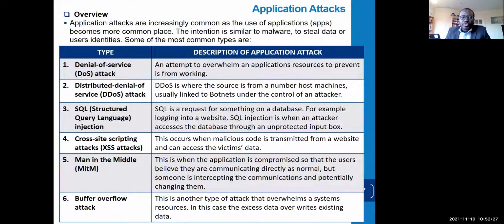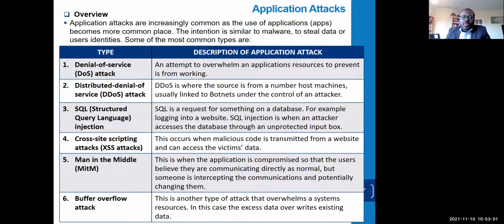So let's look at the main types. There are more, but the most common types are the denial of service attack. They will overwhelm your application and prevent you from working using that particular application. Then we have the distributed denial of service attack. Here, the source is a number of host machines, a lot distributed, and they are linked to botnets. You remember what botnet means, and they are under the control of an attacker. So it's like a network of attacks meant just to deny you access to your applications.